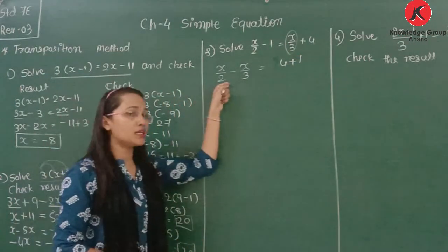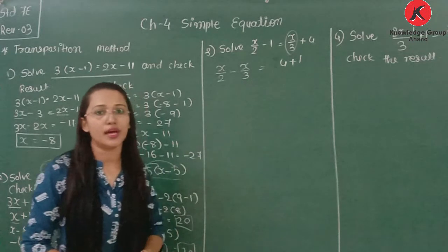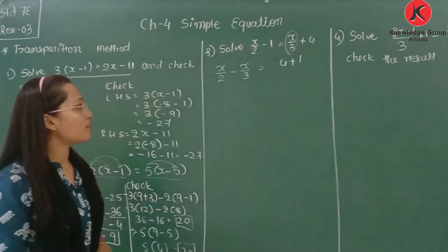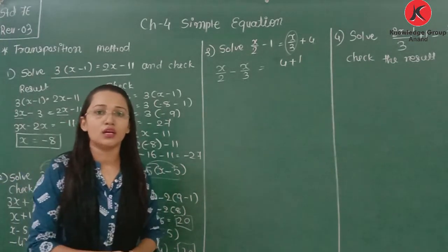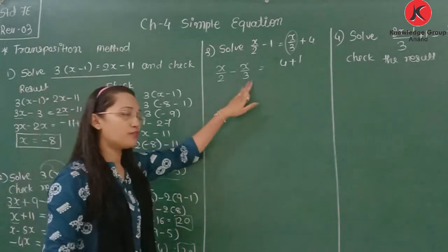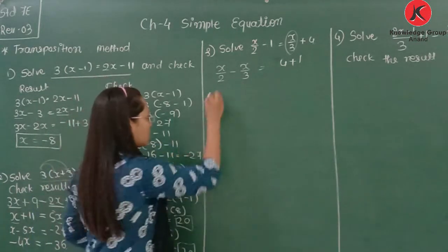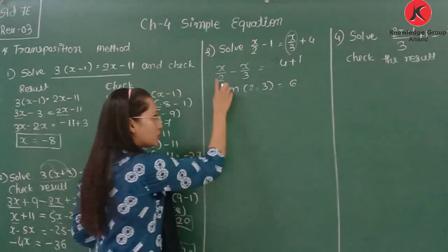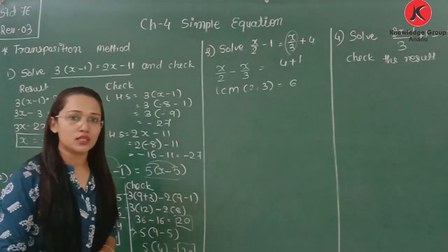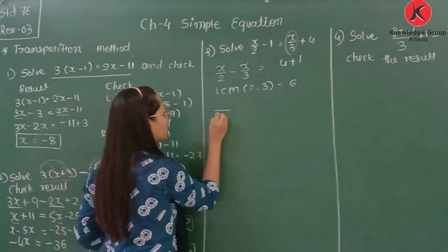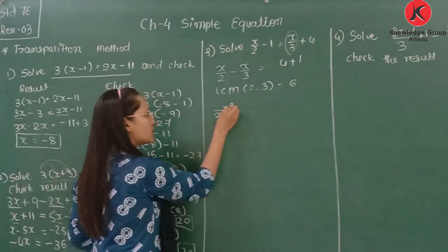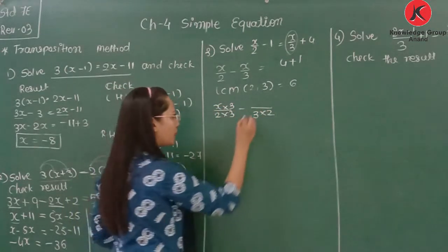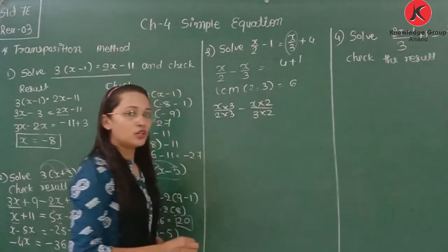Now here you can see the denominator is different, and whenever the denominators are different and terms are in addition and subtraction, as we do with fractions, we take the LCM. So what is the LCM of 2 and 3? LCM of 2 and 3 is 6. What number should we multiply with 2 to get 6? We should multiply with 3, so 2 is multiplied with 3, same number in the numerator. 3 is multiplied with 2 to get 6 in the denominator, same number we should multiply in the numerator.